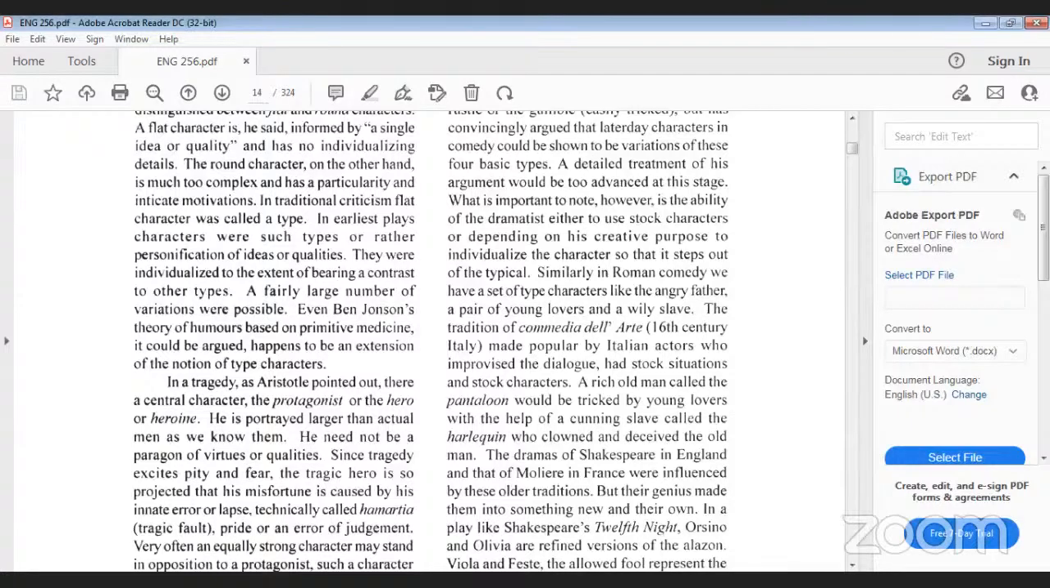He need not be a paragon of virtue or quality. Since tragedies arouse anxieties, pity, and fear, the tragic hero's misfortune is caused by an initial error or lapse, technically called hamartia: a tragic fault, pride, or an error of judgment.